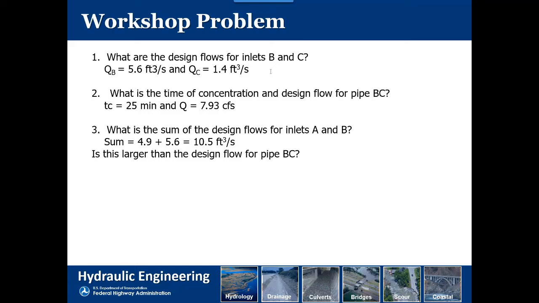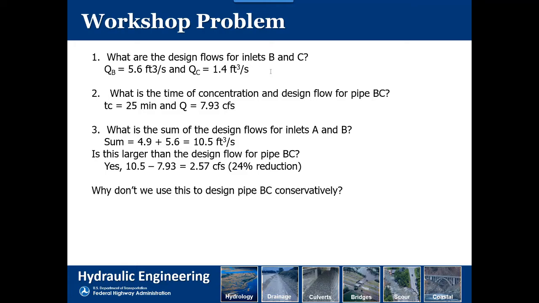You don't want to do that. You want to keep this efficient and economical. Okay? So there you go. They're saying 24% reduction. It's probably around 20%. Why don't we use this design for pipe BC conservatively? That would be the answer. Right, it's too conservative. You don't need to do that.